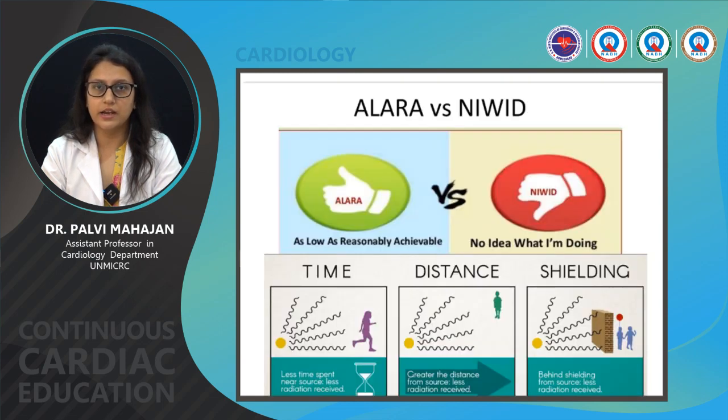ALARA versus NIWID. ALARA is as low as reasonably achievable, versus NIWID, which is we don't have any idea what we are doing. So ALARA has 3 basic tenets, that is TDS. Time, less time should be spent near the source. D, greater is the distance from the source, less is the radiation we are receiving. And S is the shielding. Behind shielding from the source, less radiation is received.